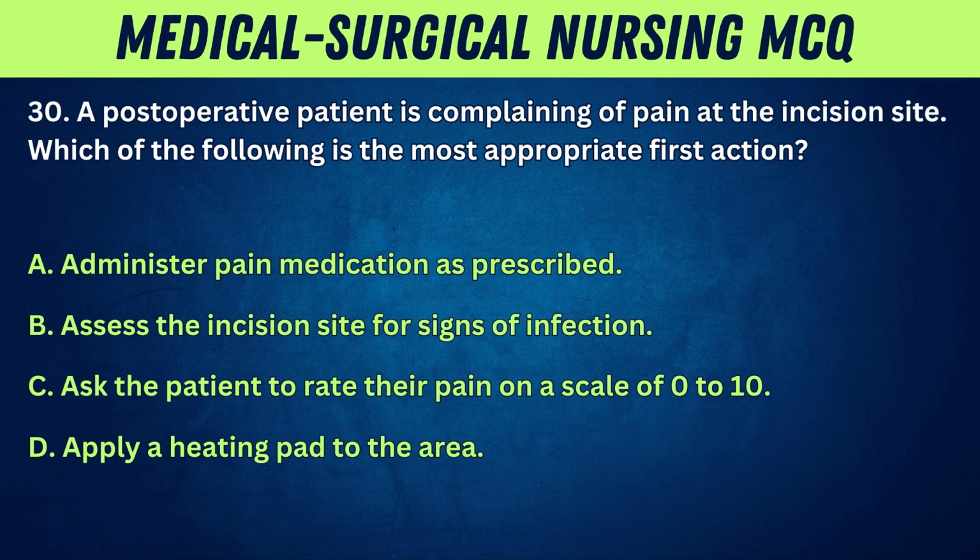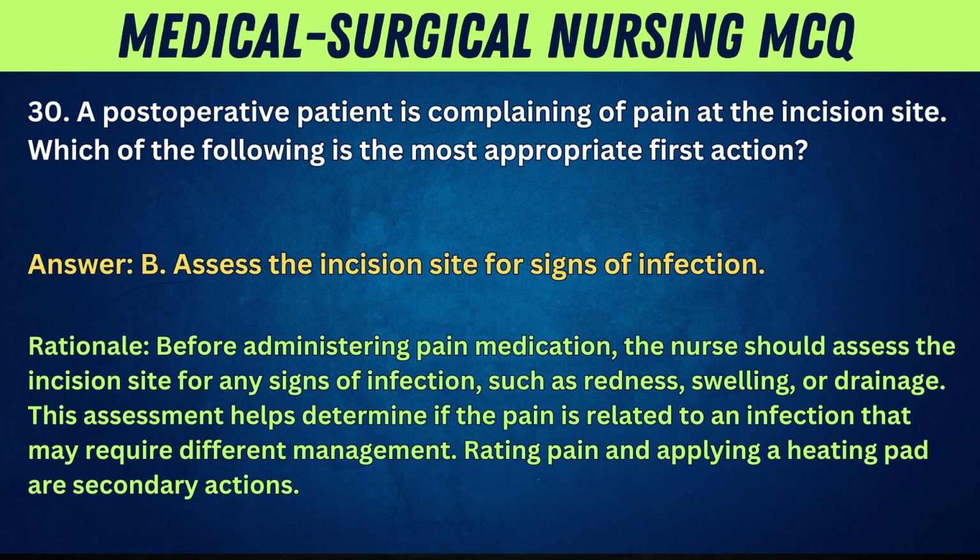30. A postoperative patient is complaining of pain at the incision site. Which of the following is the most appropriate first action? A. Administer pain medication as prescribed. B. Assess the incision site for signs of infection. C. Ask the patient to rate their pain on a scale of 0 to 10. D. Apply a heating pad to the area. Answer: B. Assess the incision site for signs of infection.